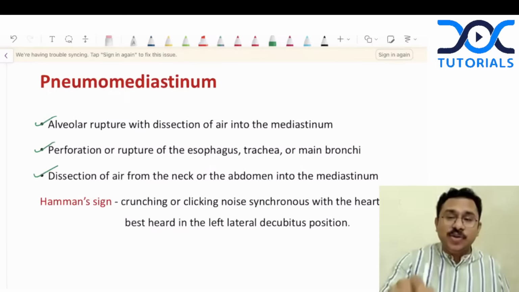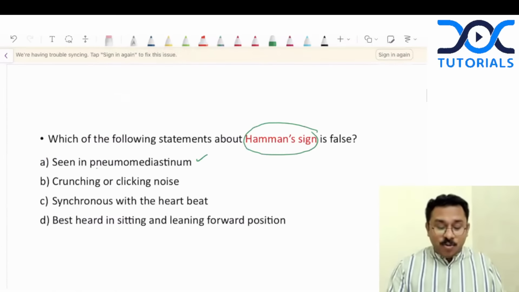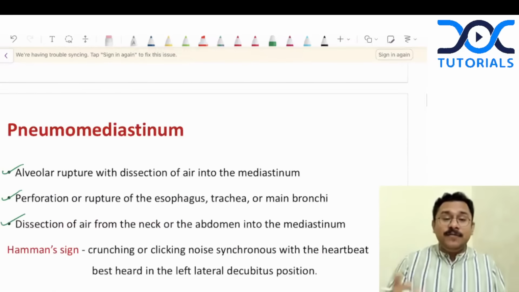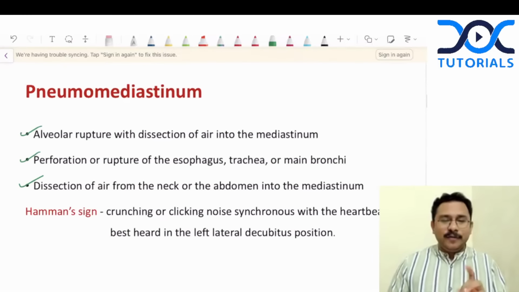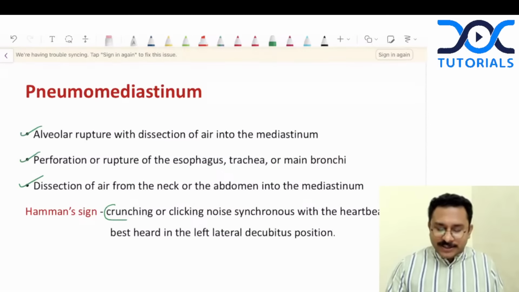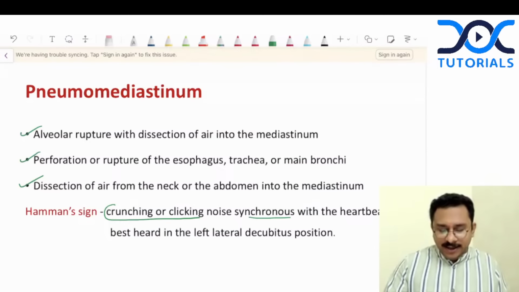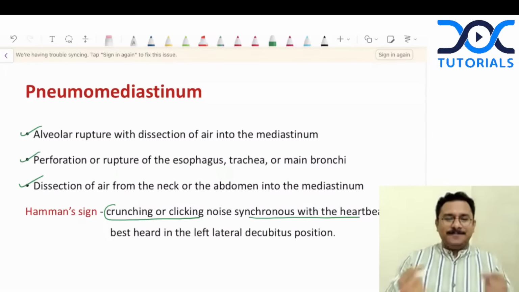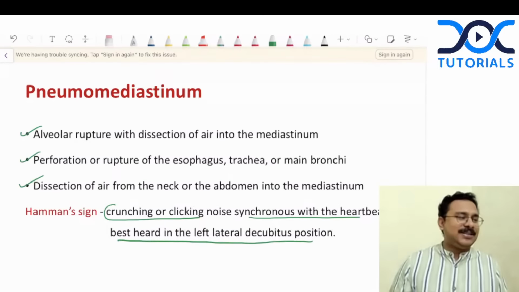And my dear students, you may get this as a scenario-based question. Rather than just mentioning pneumomediastinum, they might give you a scenario. And what is this Hammond's sign? Hammond's sign refers to a crunching, very important, the nature of the noise is a crunching or clicking noise. It is synchronous with the heartbeat and it is best heard in the left lateral decubitus position.